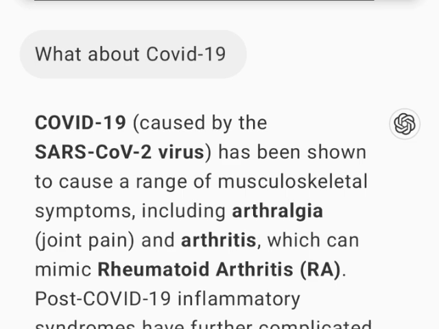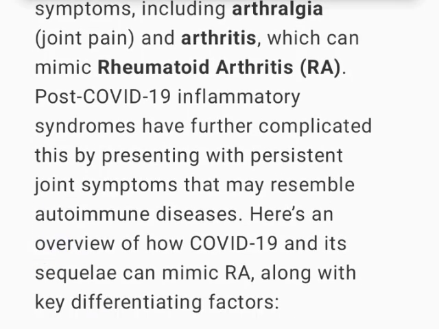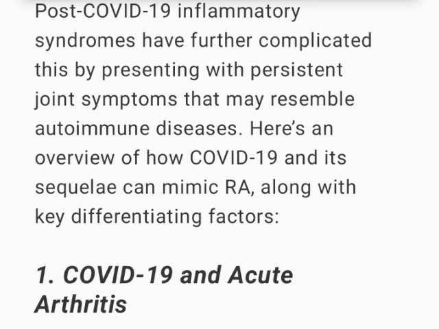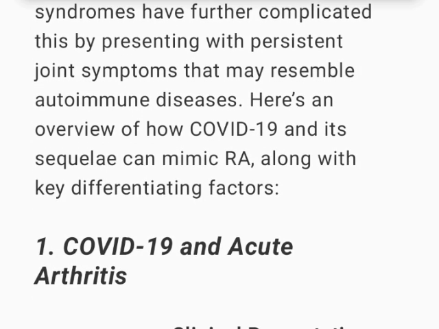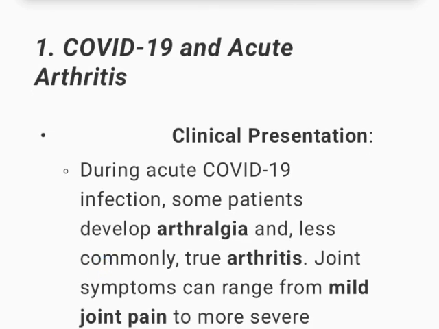COVID-19, caused by the SARS-CoV-2 virus, has been shown to cause a range of musculoskeletal symptoms, including arthralgia, joint pain, and arthritis, which can mimic rheumatoid arthritis, RA. Post-COVID-19 inflammatory syndromes have further complicated this by presenting with persistent joint symptoms that may resemble autoimmune diseases. Here's an overview of how COVID-19 and its sequelae can mimic RA, along with key differentiating factors. 1. COVID-19 and acute arthritis.